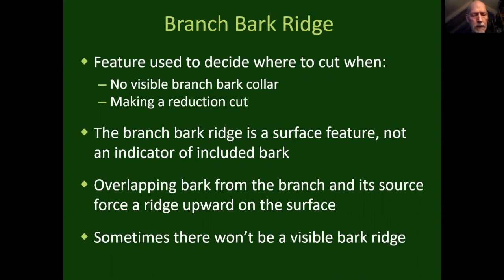And that's great, except for situations where you don't have a branch bark collar, either because it's not visible. In some species, you can't see it that well. In others, if you have codominant leads, you're not going to have branch bark collars because they don't generate them. And the third circumstance is when you're doing a reduction cut. So if you're doing a reduction cut, you're not cutting the branch that's coming off the main branch, you're cutting the main branch. You're cutting it up here somewhere. So if you don't have a branch bark collar, how do you know where to make the cut? And the feature that you're going to use is called the branch bark ridge.